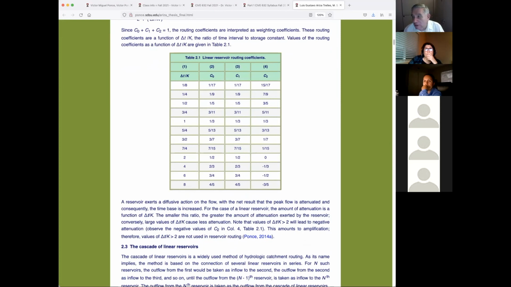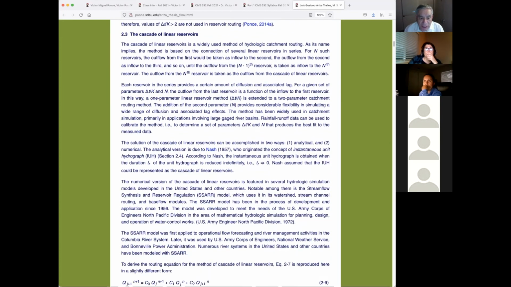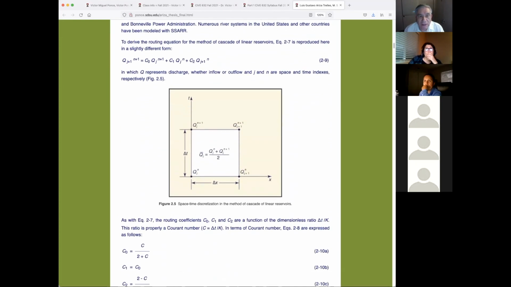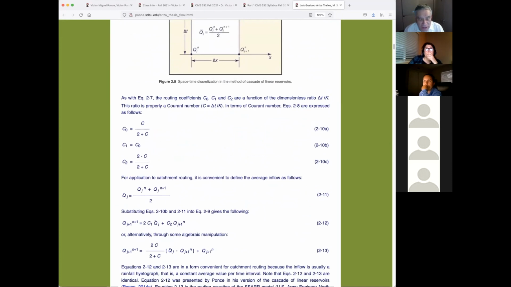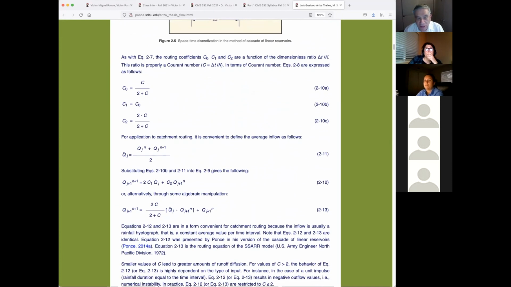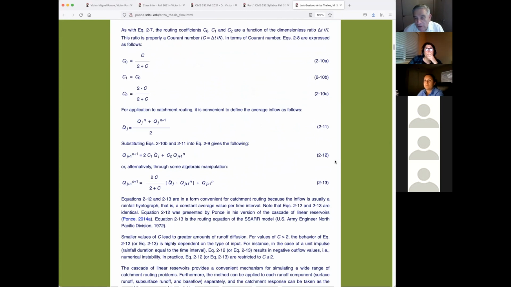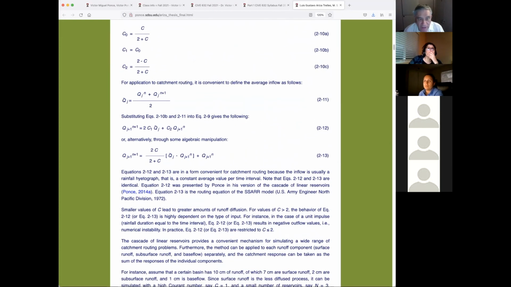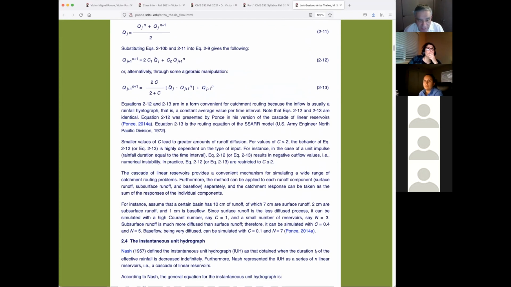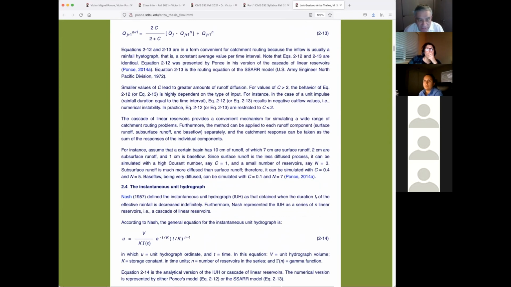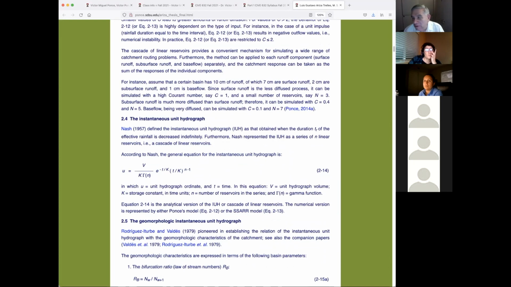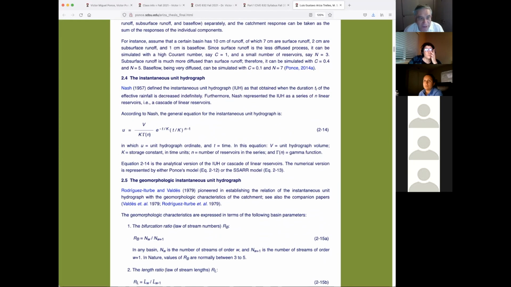So then we talk about the Cascade of linear reservoirs over here, and our formulas, and the formulas, our formula is 212, and Newton's formula is 213. And that's the one I've asked you to compare. So you should show that 212 is the same as 213. It's not easy, by the way, but it can be done. Spend a couple hours on it. Maybe, depends on if you're good with algebra, maybe it'll only be an hour or so.